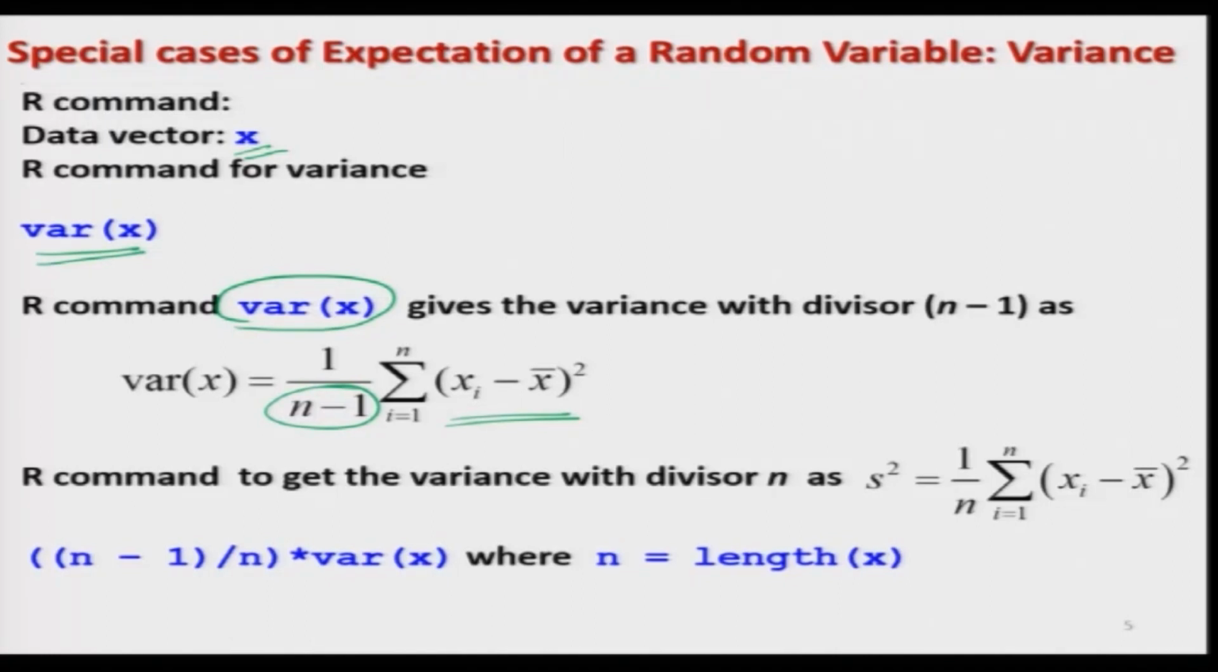And the question comes here: what is the difference between the two quantities? Well, in this lecture I am definitely going to talk about it, and here I can just share with you that this is related to the unbiasedness property of the estimator.